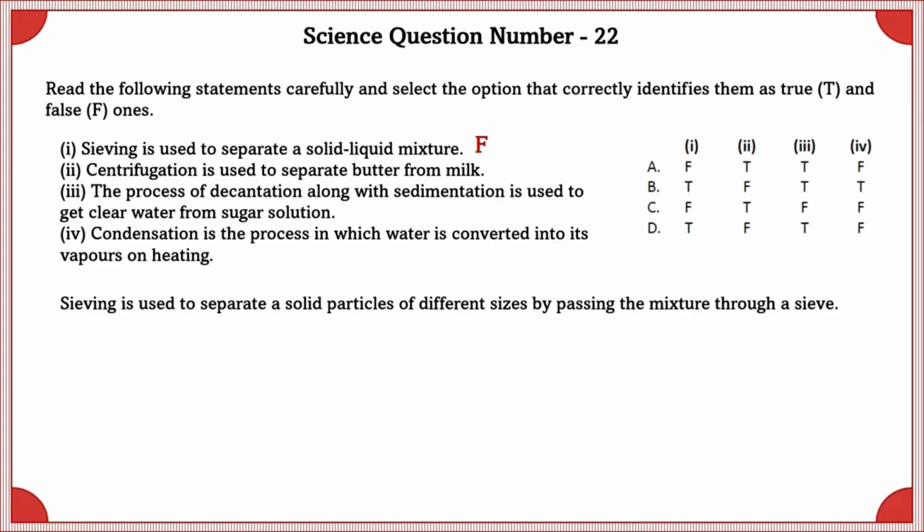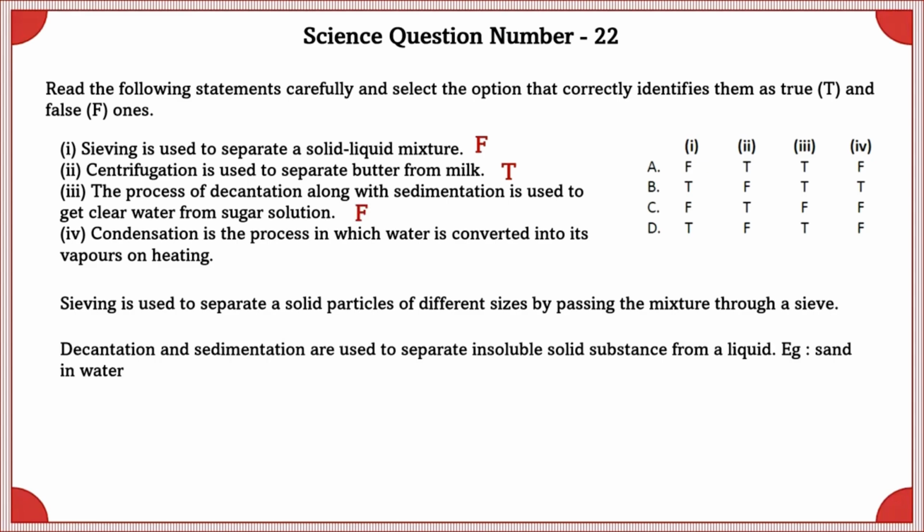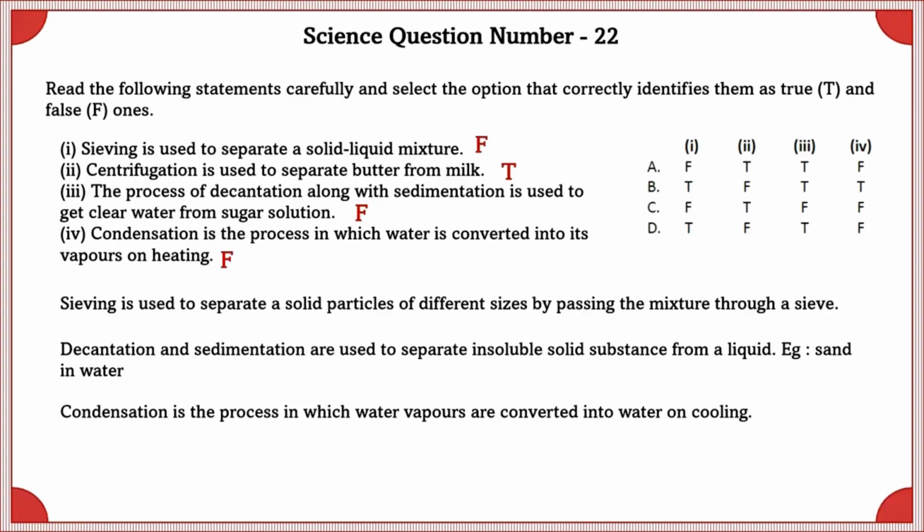Second one, centrifugation is used to separate butter from milk. Yes, this is true. Third one, the process of decantation along with sedimentation is used to get clear water from sugar solution. Decantation and sedimentation are used to separate insoluble solid particles from a liquid. Example, sand in water. So the third option is false. Fourth one, condensation is a process in which water is converted into its vapors on heating. False. Condensation is the process in which water vapors are converted into water on cooling.